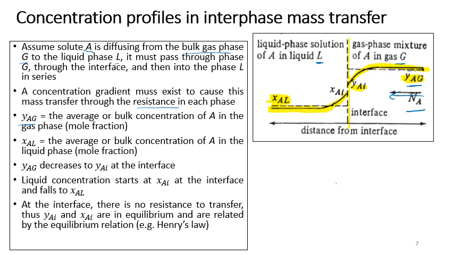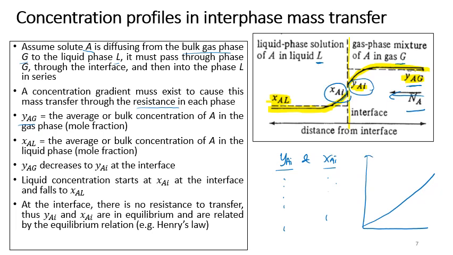At the interface, we assume that there is no resistance to mass transfer. Thus, between yAI and xAI, we can use an equilibrium relationship. For example, with an analytical relation, you can use Henry's law. Or if you don't have an analytical expression for the relation between yAI and xAI, then you must have some table of yAI and xAI. Thus, you will have some equilibrium data to give the relationship between yAI and xAI.